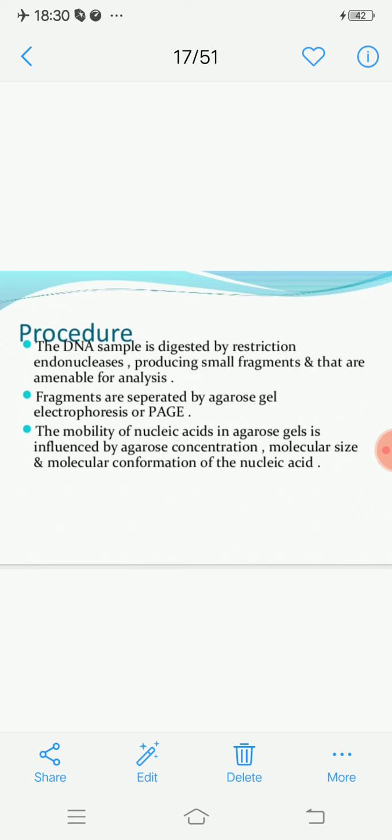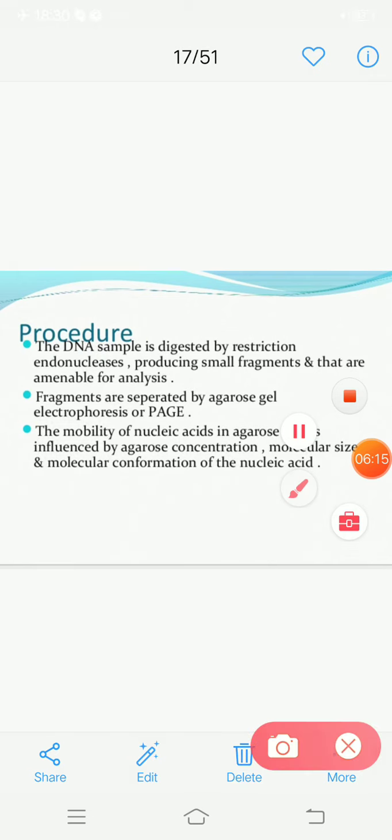Procedure also the same thing is given over here, that the DNA sample is digested. Okay, first step is what? Digestion. With the help of what? Restriction enzymes. Restriction enzymes are working as a scissor or cutter, so that it will produce the small fragments that are amenable for the analysis.